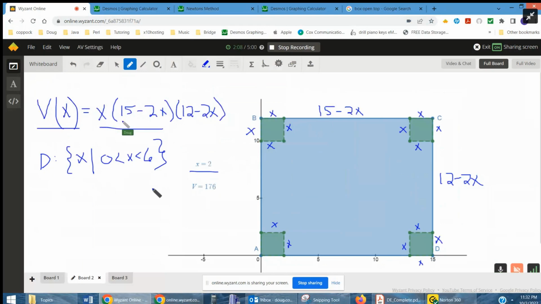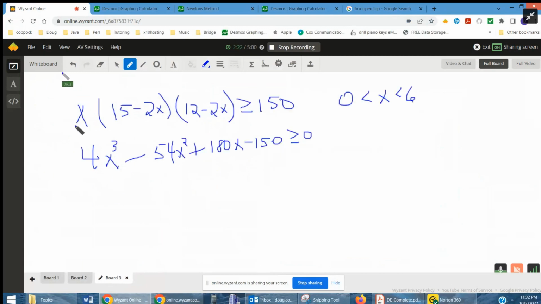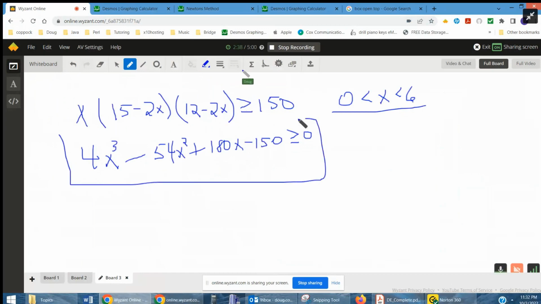Okay. Now, how are we going to find out the values of x that we can put in here that will give us a volume of at least 150 cubic inches? Well, here's the volume. We want that to be greater than or equal to 150. And we want x to be between 0 and 6. So if you multiply this all out, subtract 150 from both sides, that's the polynomial inequality you want to solve right there. Not so easy because this thing doesn't factor.